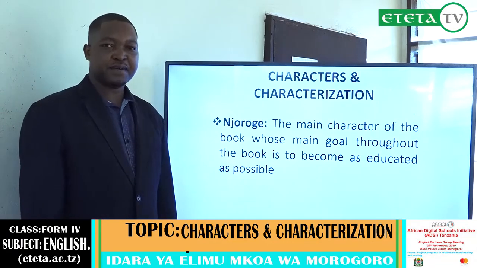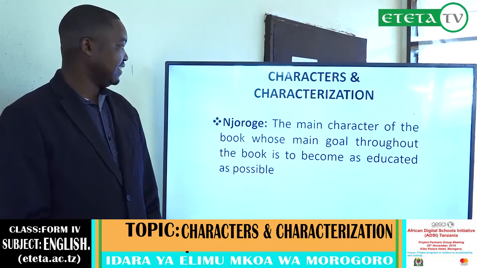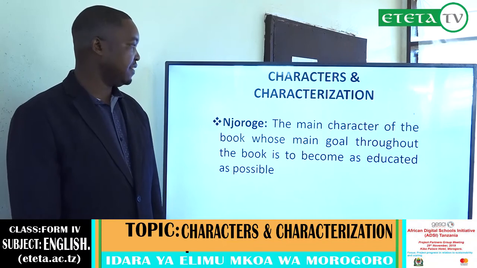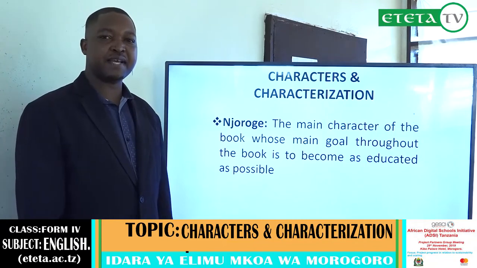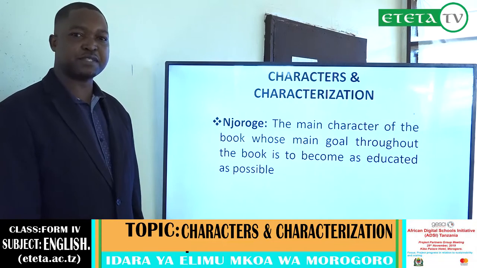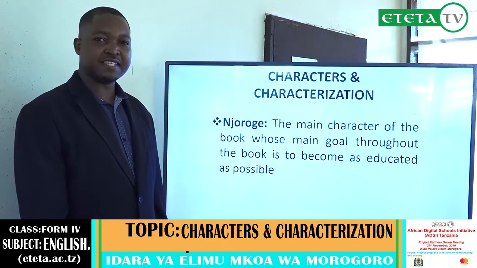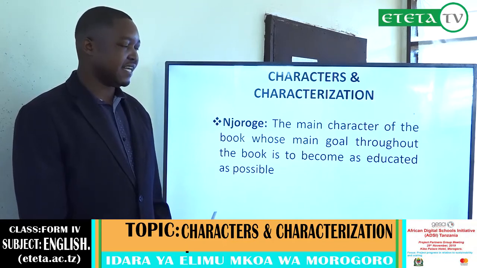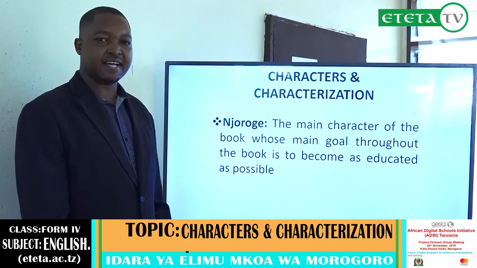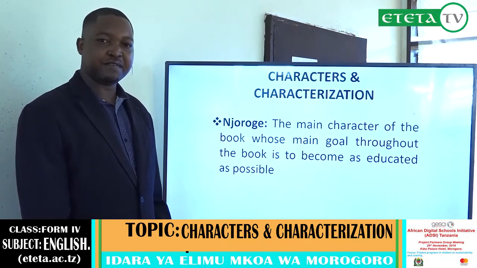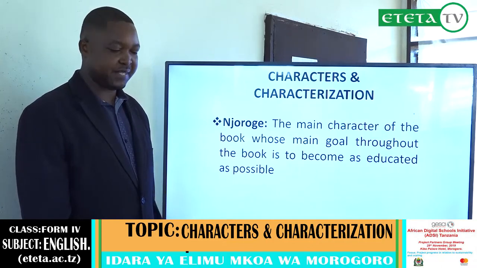The first character that we're going to discuss today is Njoroge, the main character. This is the main character of the book whose main goal, throughout the book, was to become as educated as possible. That's why the first day when he was sent to school, he was very, very excited. He knew that liberation of Kenya could not come without education, and that's why he had that demand. He was very eager to study at school, knowing that his future and the future of his country depended much on education.